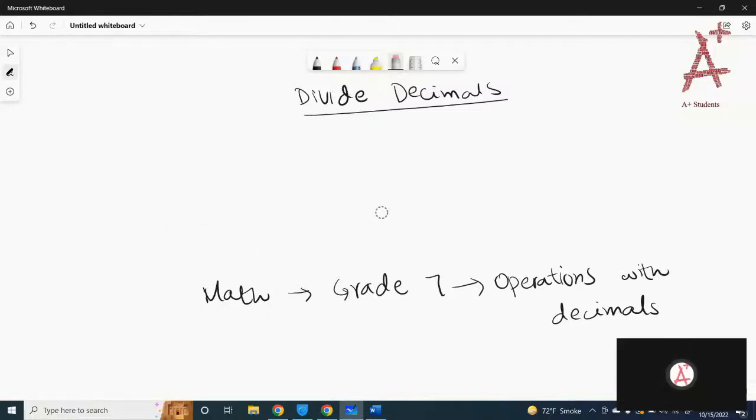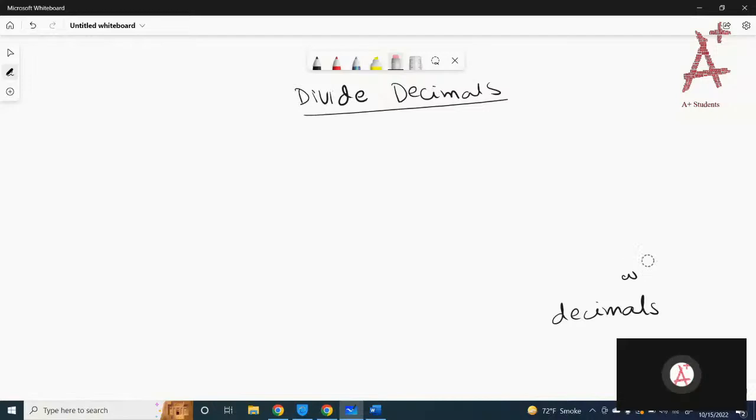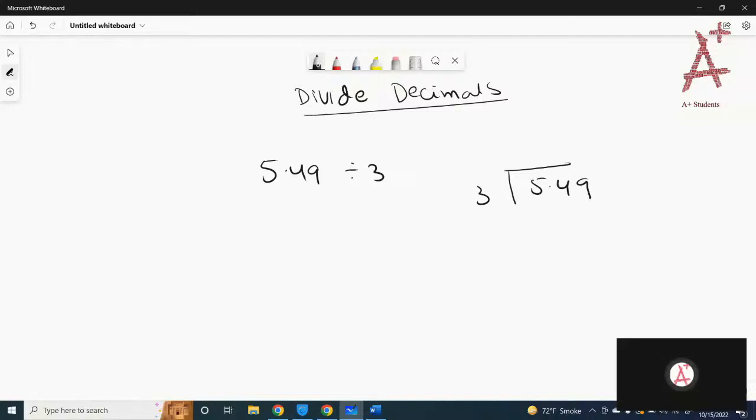Let's start with an example. We have to divide decimals by whole numbers. The first example is: divide, give the exact answer written as a decimal. You have to divide 5.49 divided by 3. Got it? So let's just divide 5.49 by 3. We have to divide them until we have no divisor. Start dividing, we have to do the long division.